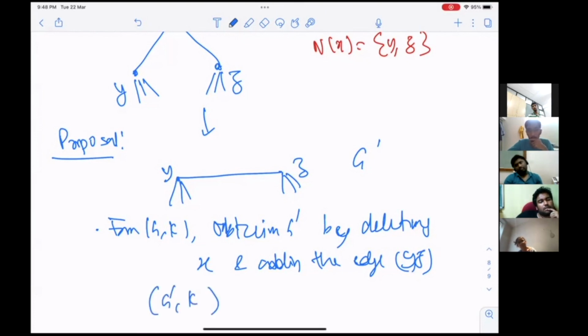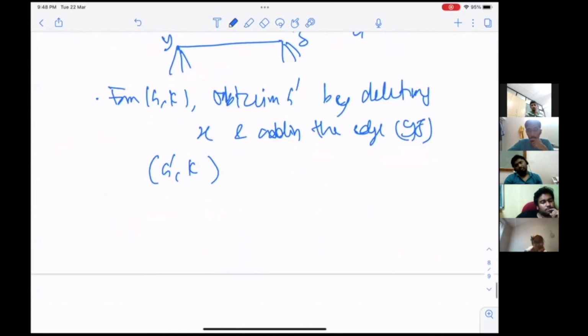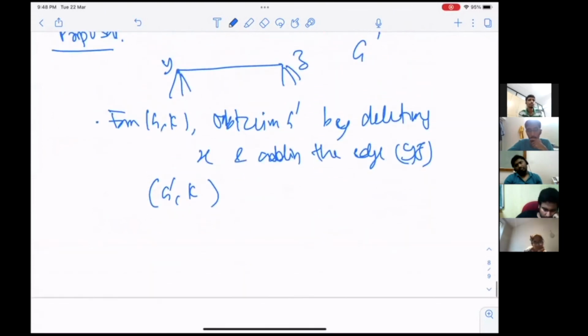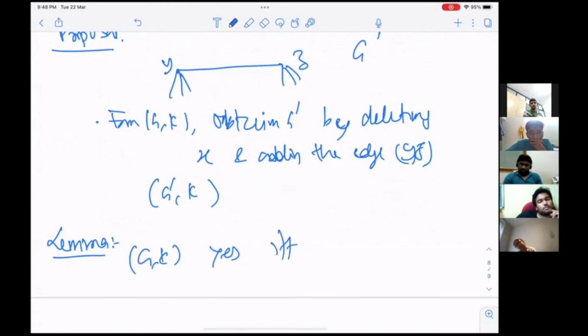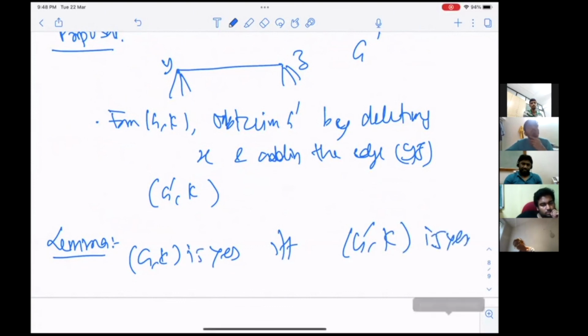How many of you believe that this is correct? So now, if we believe her, we have to show the equivalence. Then we need to prove the correctness lemma. Up until now, I haven't proved any correctness lemma because it was not required; it was very easy. But now, G comma K is yes if and only if G prime comma K is yes.